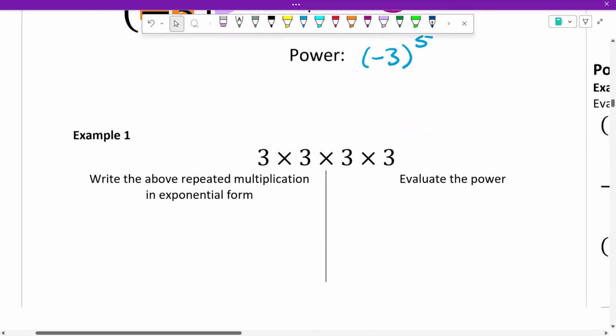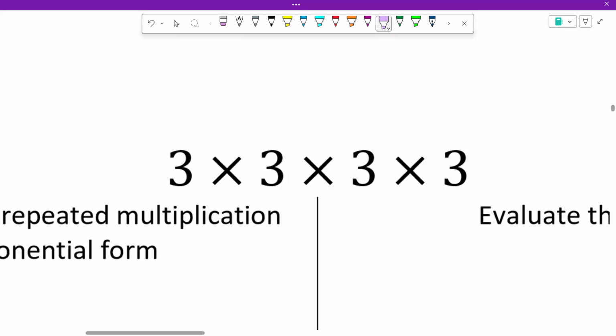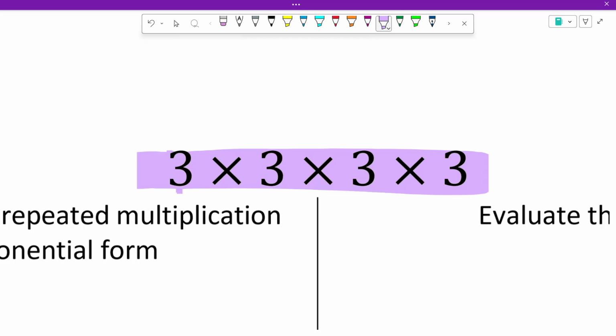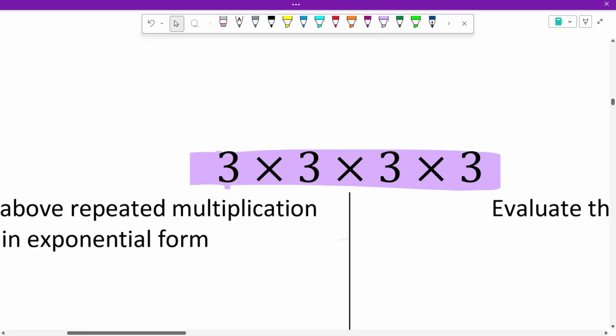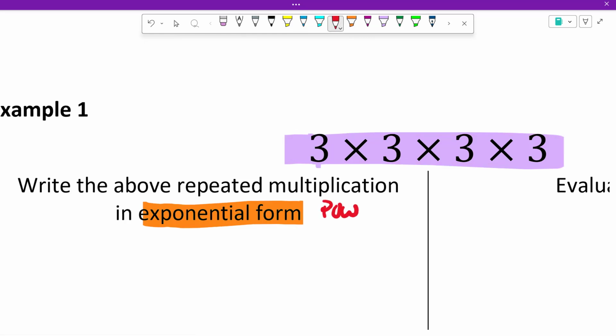All right, if I give you this thing here, remember that's called a repeated multiplication. I want you to go backwards. I want you to write it in exponential form, which means write it as a power. So those 2 words mean the same thing. So if I want you to write a power, I need a base and I need an exponent. Right? That's a power, also known as exponential form.